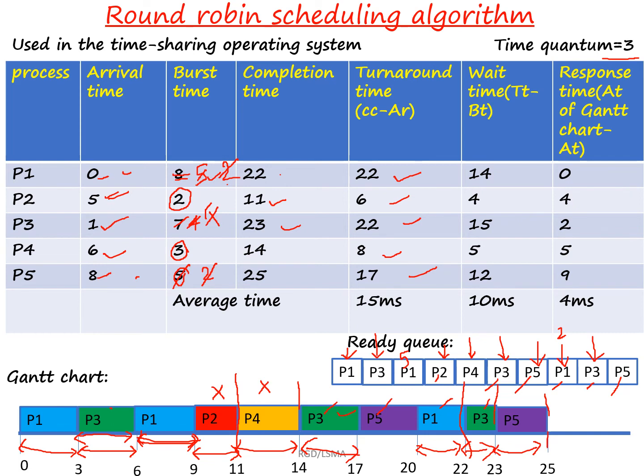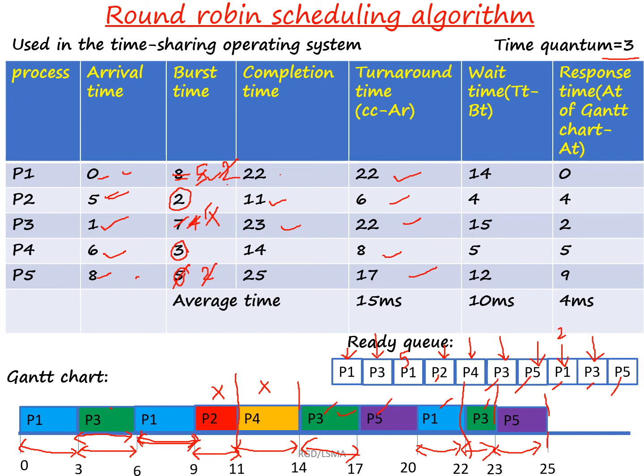After finding the turnaround time, you can find the wait time for each and every process. The wait time is the turnaround time minus the burst time given in the problem. The turnaround time is already calculated as 22. 22 minus 8 is 14, and 6 minus 2 is 4. 22 minus 7 is 15. 8 minus 3 is 5, and 17 minus 5 is 12. Now we can fill up the wait time.